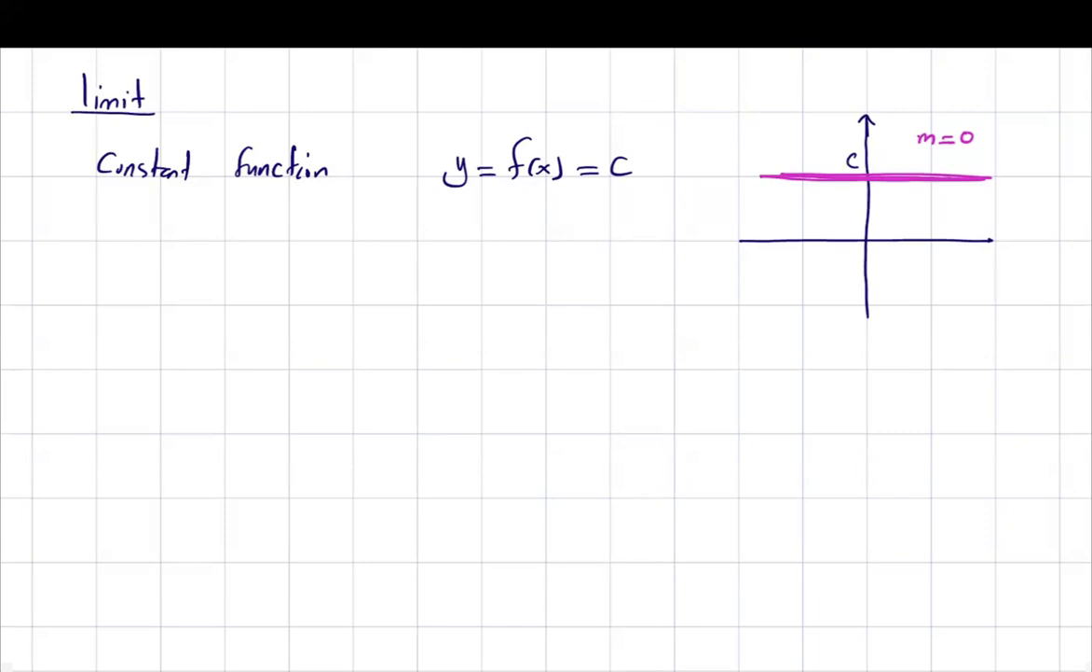When we ask to find the limit of this function, limit of f of x as x approaches a value like a, no matter what that value is on the horizontal line on the x-axis, this is always equal to c.